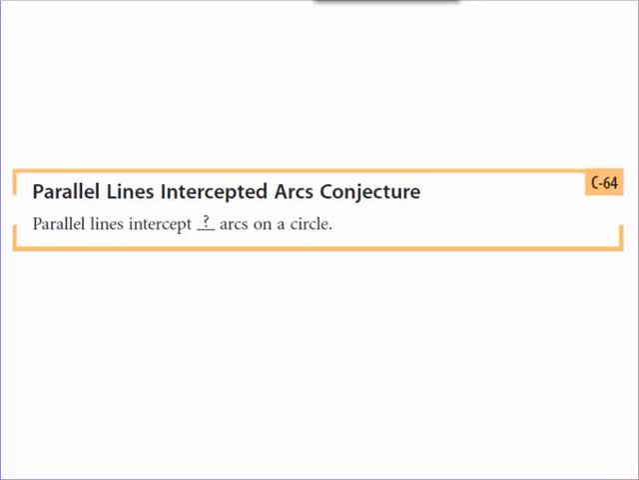Okay, so parallel lines intercept congruent arcs on a circle. And like I said, that's one of those things that should make sense anyway. You should be like, well, yeah.